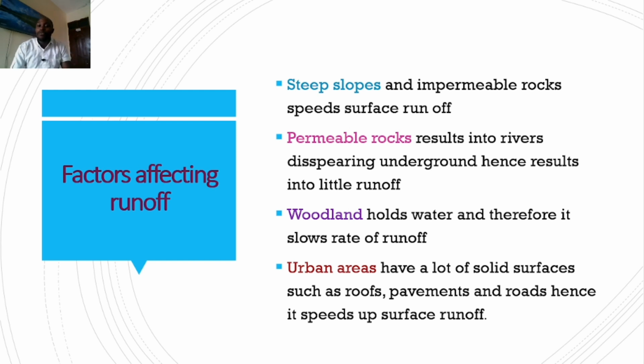Okay, then we have urban areas, or what you call urbanization generally. Urban areas have a lot of solid surfaces such as roofs, pavements, and roads. Hence, it will speed up surface runoff because those roofs are not allowing water to pass through. Those pavements are not allowing water to percolate into the underground of the soil. So it will make the surface runoff faster because the water will be of high quantity, and that is going to speed up the surface runoff.